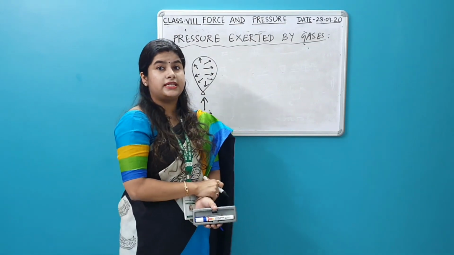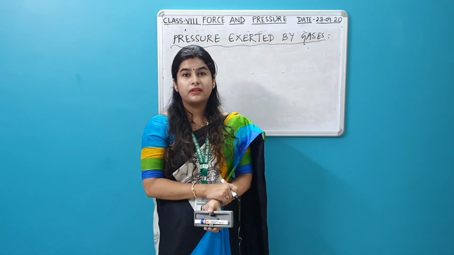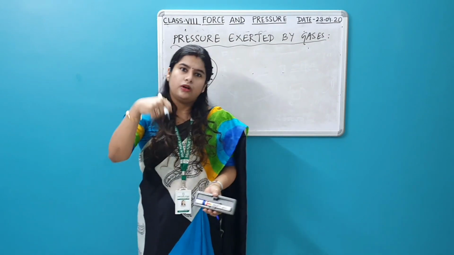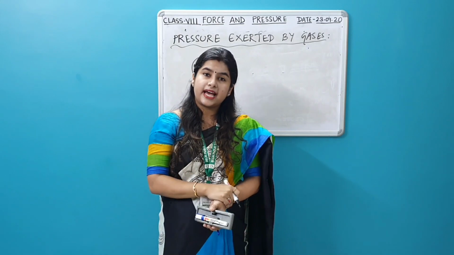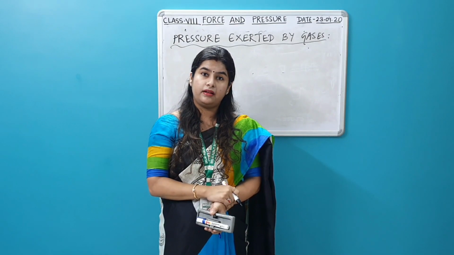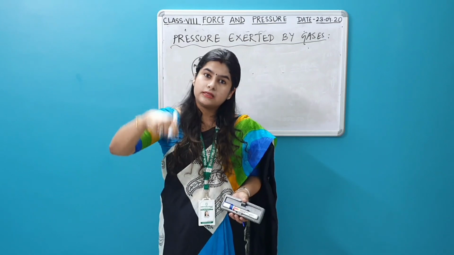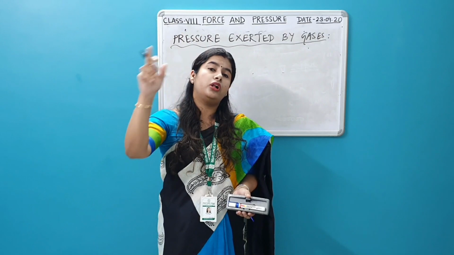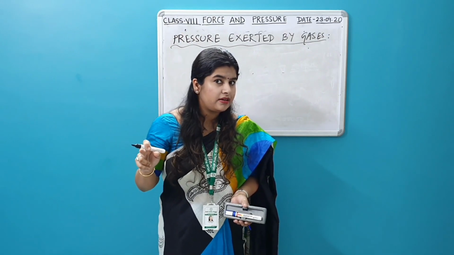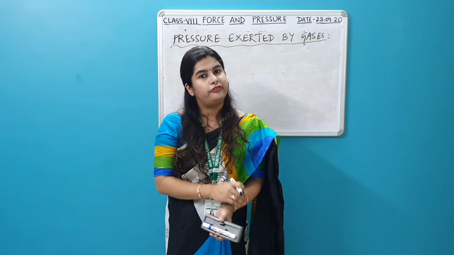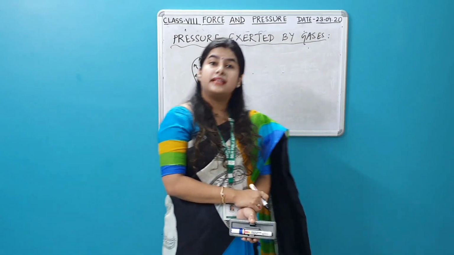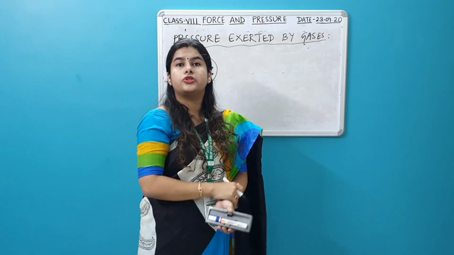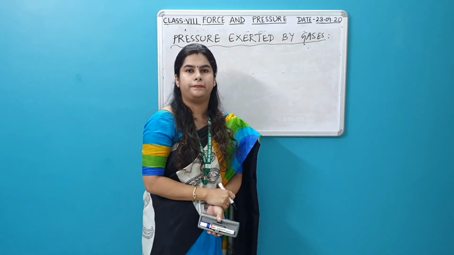Another example, you can take bicycle tires. You need to pump air inside the tire, inside the tube of the bicycle. That means when you are inserting air inside, the air is exerting pressure on the walls of the bicycle tube or the tire, and hence it is getting inflated. So this is another example that air, even gases, also exert pressure.